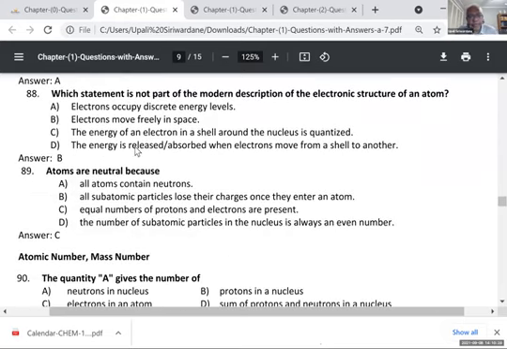89. Atoms are neutral because the number of positive charges from the protons is cancelled by the number of negative charges from the electrons. The electron number and the proton number are the same. Equal number, that's C.